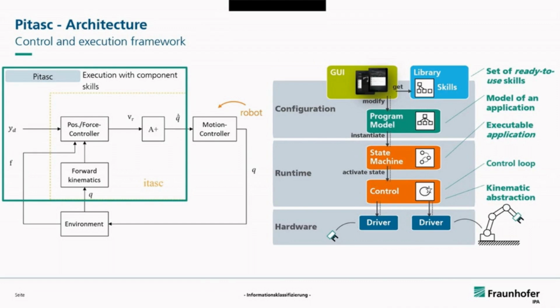Pitasc gets the joint values from the robot or the environment, or for example the force values from a force torque sensor, and then calculates the joint velocity values that are needed to reach the goal. These are then sent to a robot or some other motion controller. So this could in theory also be a mobile robot, AGV or other.